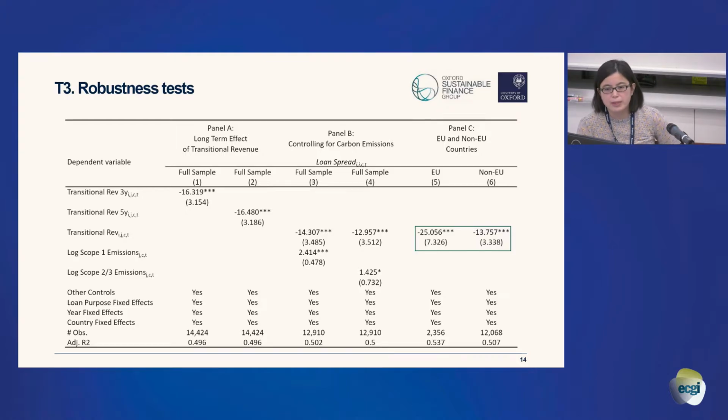We also did several robustness tests. In panel A, we test whether this effect of transitional revenue is just transitory or long term. We show that the transitional revenue effect is actually long term. In panel B, we control for carbon emissions. The result is consistent. Also, we show that carbon emission has a significant positive effect on the loan spread. In panel C, we split our sample into EU firms and non-EU firms, and we found that the significant effect of transitional revenue is much more pronounced for EU firms relative to non-EU firms.